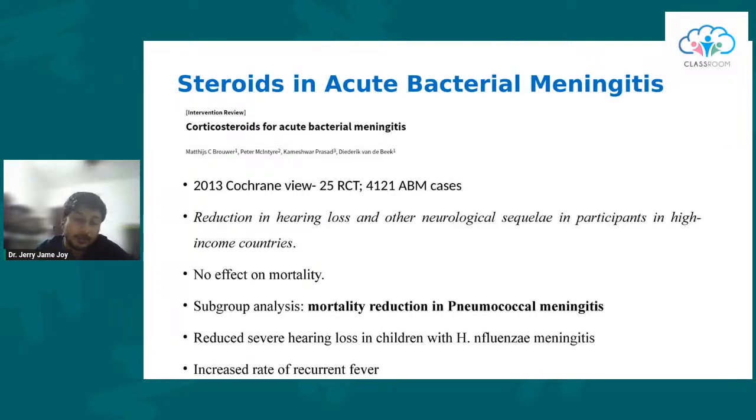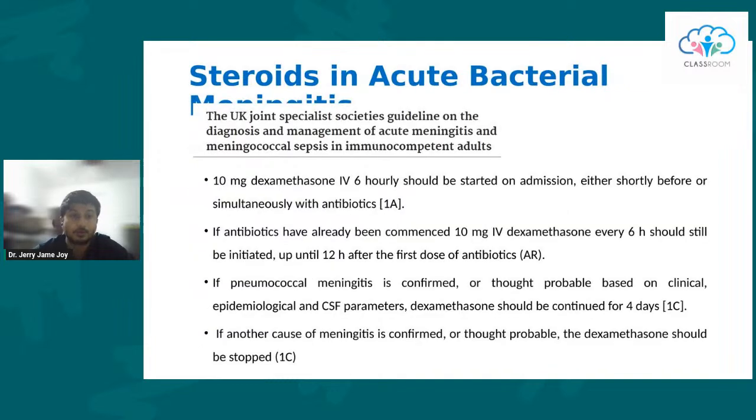However, there was no effect on mortality with dexamethasone therapy. However, in the subgroup analysis, there was a significant mortality reduction in pneumococcal meningitis. They also found reduced severe hearing loss in children with Haemophilus influenzae meningitis. One of the adverse events was that patients receiving dexamethasone had an increased rate of recurrent fever also.